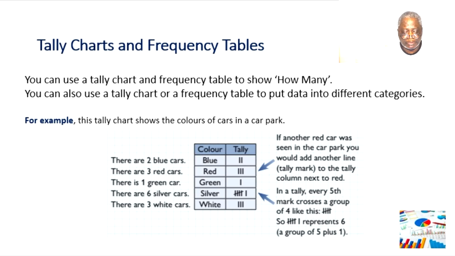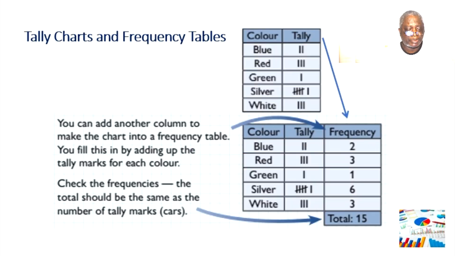The row of the silver car is showing that there are 6 silver cars in the car park. All you need to do is add 5 plus 1 and you'll get 6. Tally charts and frequency table.